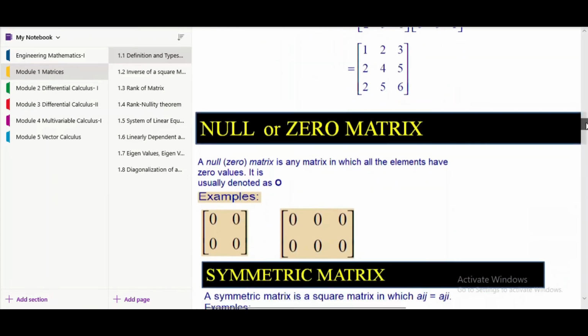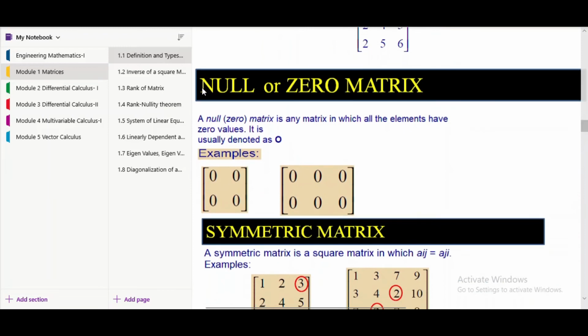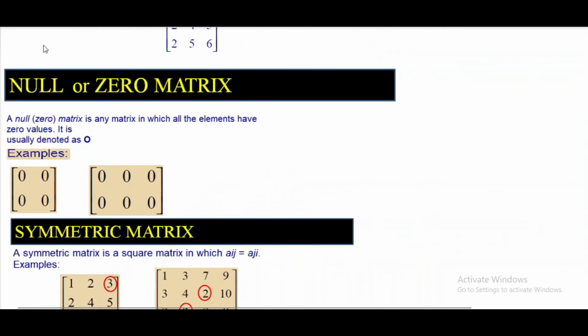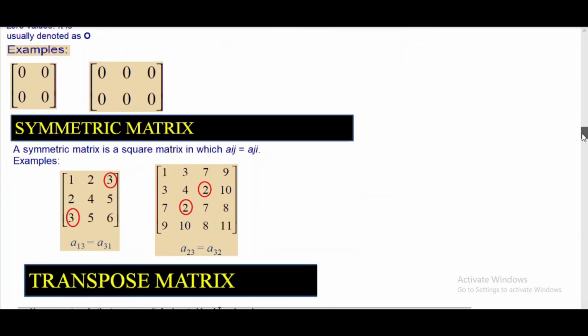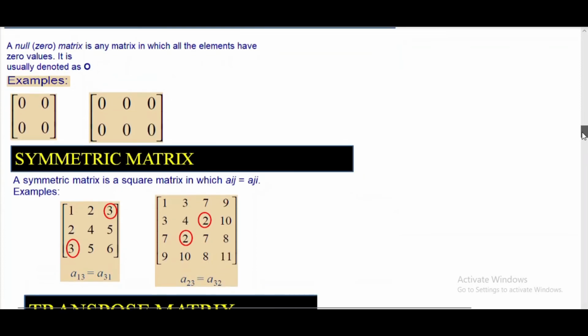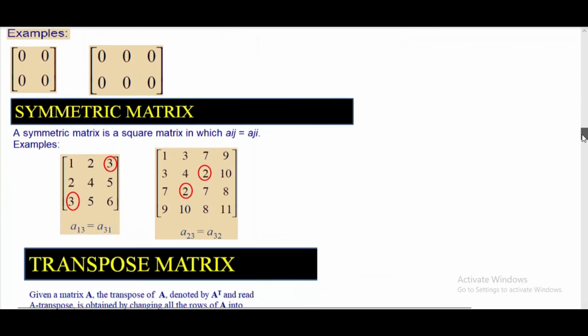Another definition of the matrix is the null or zero matrix. If all the elements are zero in a matrix, then the matrix will be treated as a null matrix or zero matrix. These are two examples, a 2 by 2 matrix and a 2 by 3 matrix.